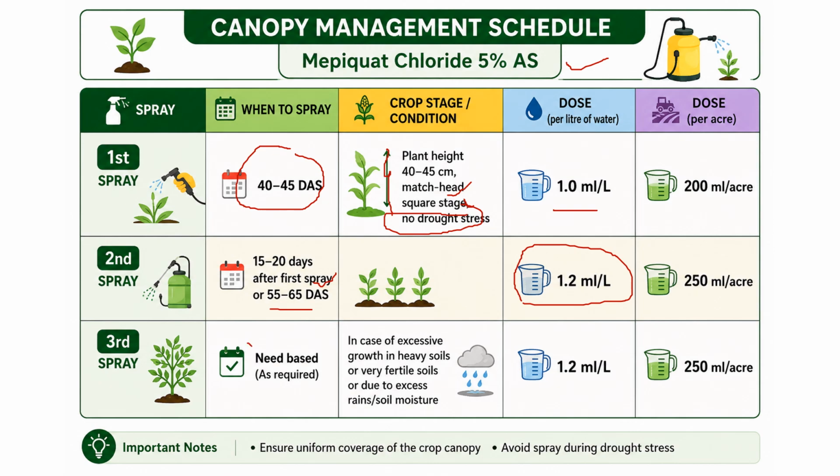In case of excessive rains, heavy soils or very fertile soils, or due to excessive soil moisture, under those conditions you are going to give a third spray at the dose of 1.2 ml per liter. Always ensure that the spraying is uniform, and avoid sprays during drought stress. Why? Because in drought stress ABA will already be synthesized, and both mepiquat chloride and ABA trigger more restriction on plant growth. So during drought stress it is not necessary to spray mepiquat chloride.